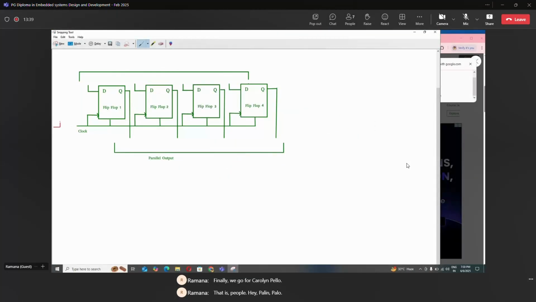The actual clock is given here. So all clock is getting to all 4 flip-flops, okay.